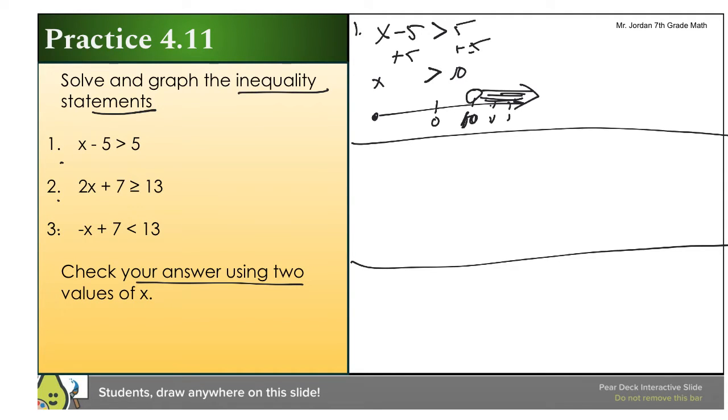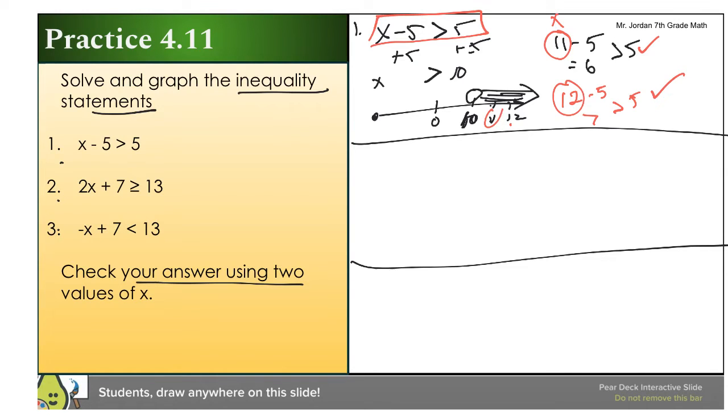So if I take like 11 and 12, so 11 subtract 5 is equal to 6, which is larger than 5. So what I just did is I took my original equation and I took some random numbers, 11, and I replaced the x with the 11. So x subtract 5, I have 11 subtract 5 is 6, and 6 is larger than 5, so that's correct. Now, if I choose another number, 12 instead of the x, 12 subtract 5 is 7, and 7 is larger than 5, and that is correct.